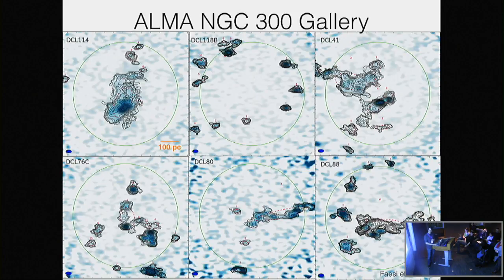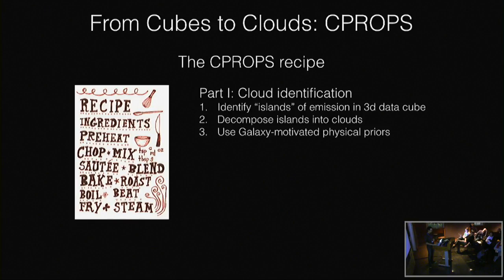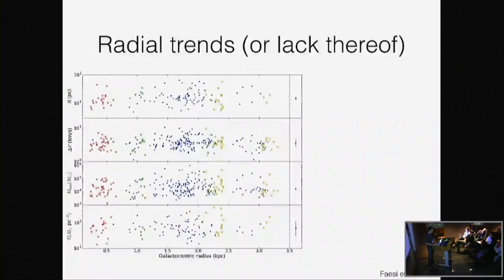There are 250 clouds in our sample, and to find those, we used a package called CPROPS. And I put the recipe up here because that's all it is. It is one way to look at your data and decompose it into objects. And the steps include first identifying the clouds, and then you have to characterize their properties, their sizes, their line widths, their masses. And I can talk about this more in the questions if anybody wants to know.